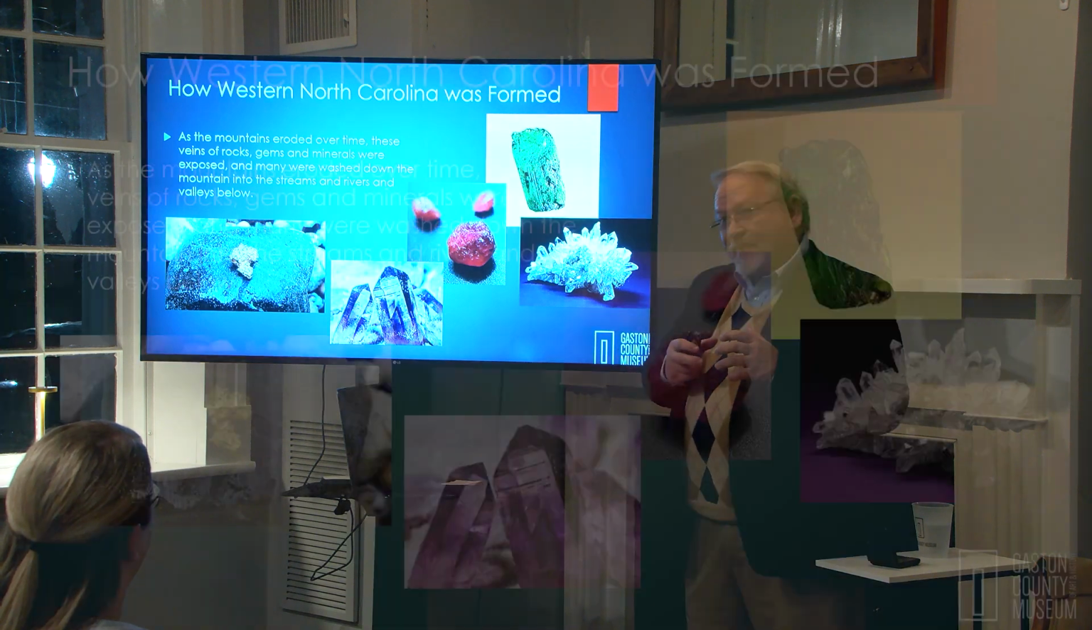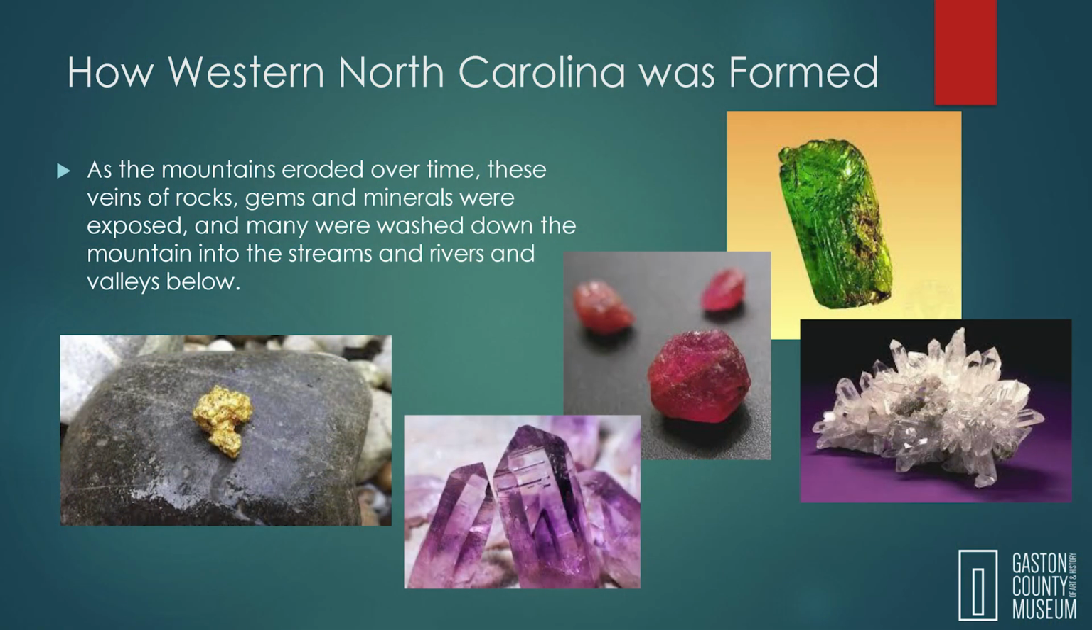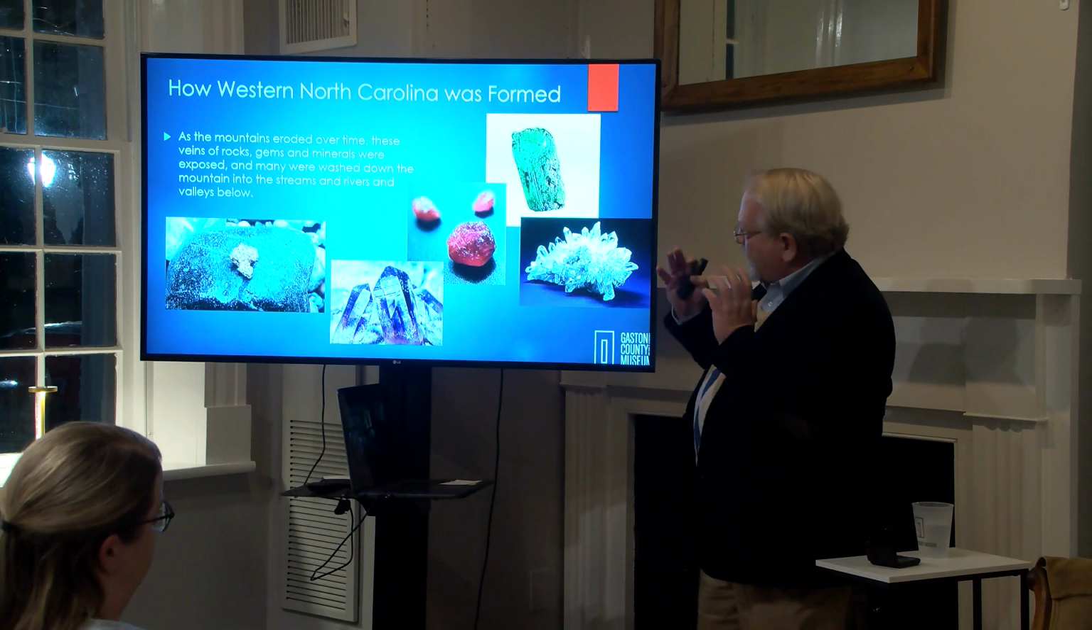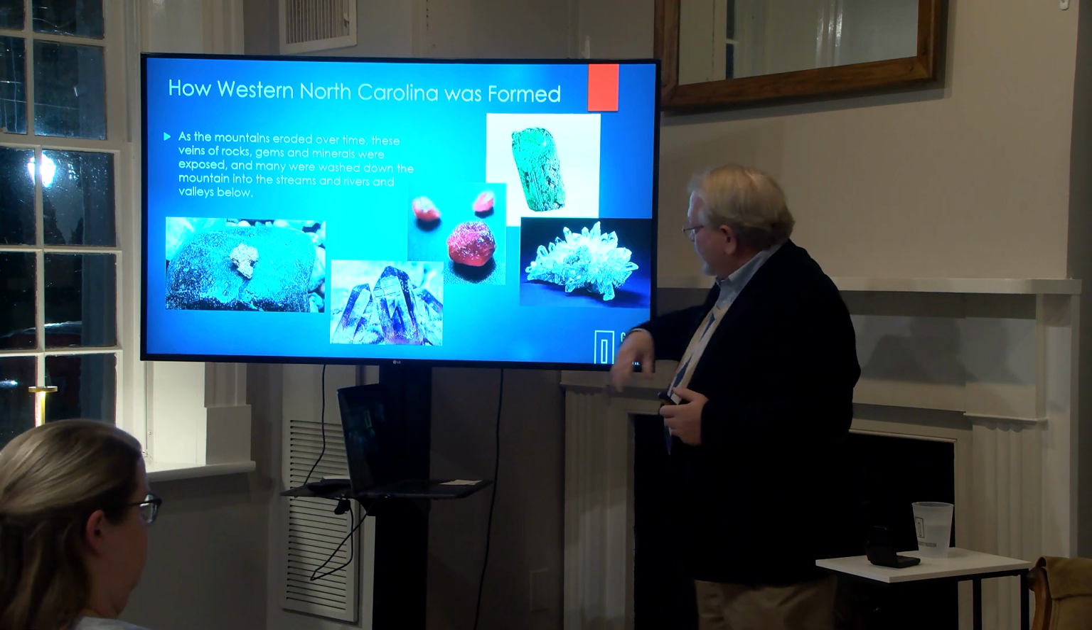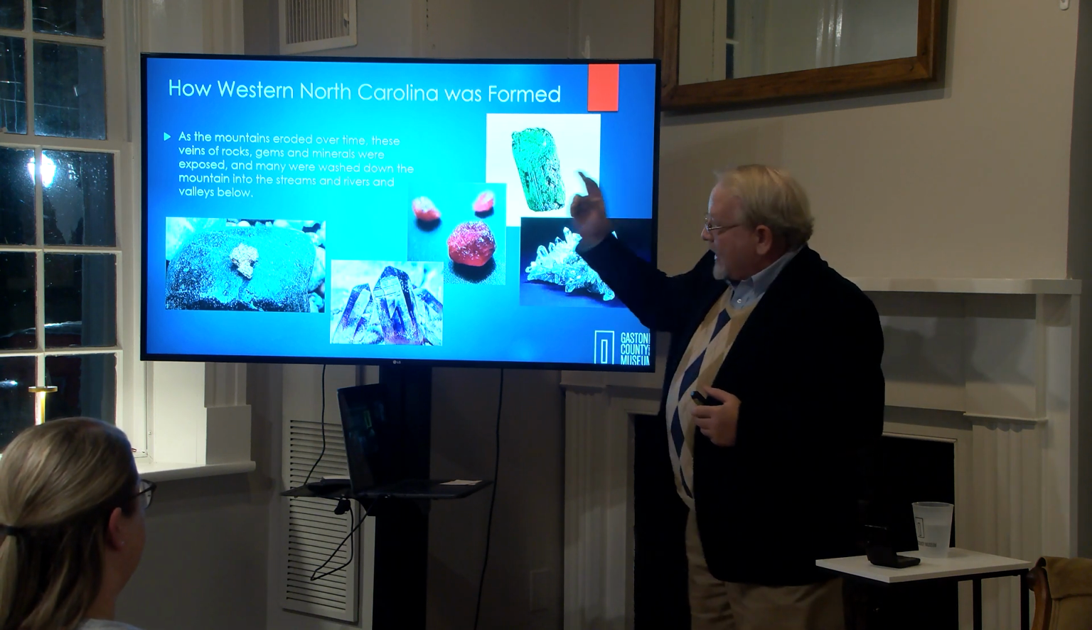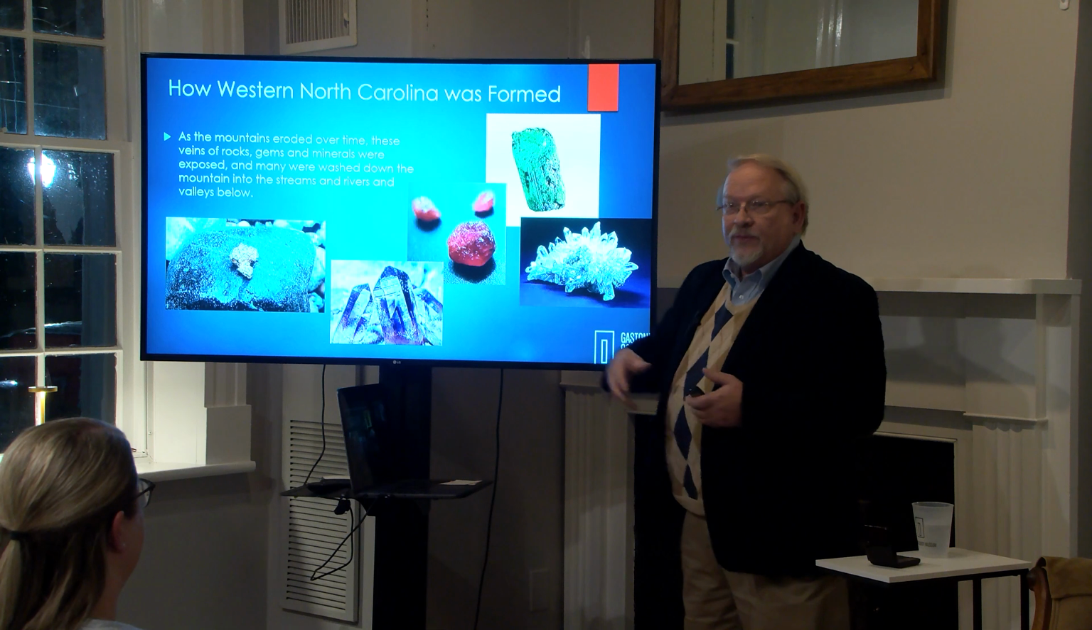Now, during all that upheaval and high pressure and all that pushing and pulling, a lot of really neat things were created. The elements got together just right, the pressure was just right, the temperature was just right to create emeralds, rubies, amethyst, quartz crystals, and of course precious metals like gold.